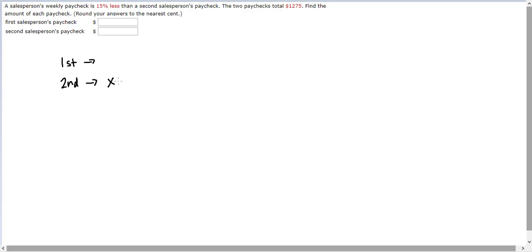Alright, so now let's think about this. First off, what's 5 less than 12? When you see the statement 5 less than 12, we realize that's 7, because what that means is 12 minus 5. When you say the words 5 less than 12, it's in reverse order of what the math says to do. So when we say 15% less than a second salesperson's paycheck, it tells us we need to subtract 15% from some previous value.